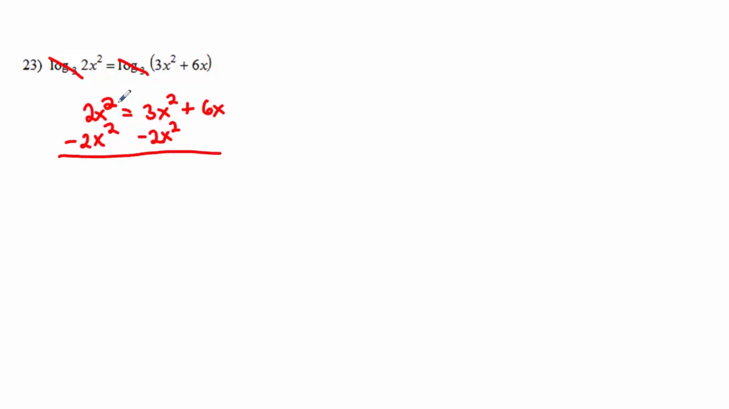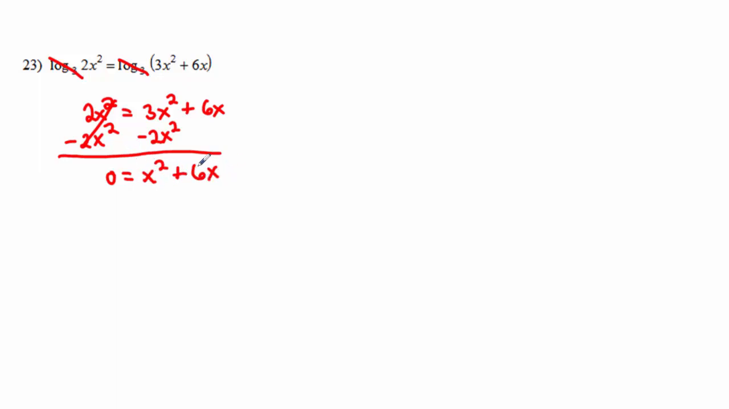23, the last of this type of problem, the log base 3's cancel. Now I get 2x squared equals 3x squared plus 6x. So the tricky part on this is how do I solve it? Well, I start off by trying to get everything on one side. So I'm going to subtract the 2x squared over here, which gives me 0 equals 3x squared minus 2x squared is 1x squared plus 6x.